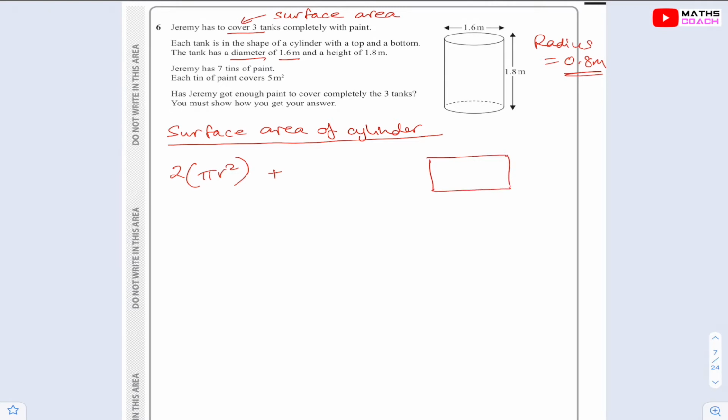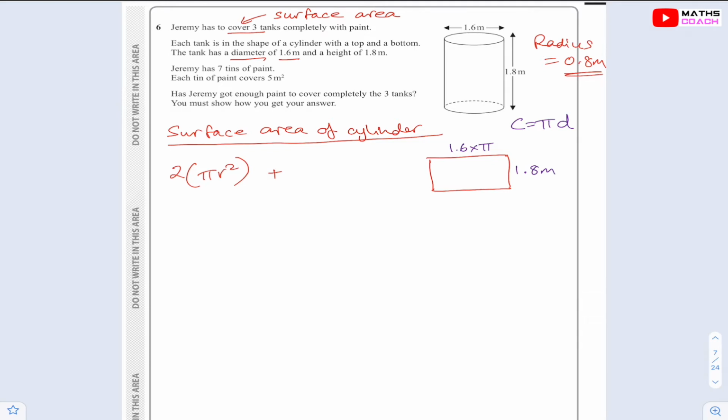Now the height of this rectangle, 1.8, will be represented right there. So let's write that down, 1.8 meters. What about this length of the rectangle? Well, this length of the rectangle would be represented by the circumference of a circle. So what is the circumference of a circle? We know that the circumference of a circle is pi times diameter. So we can write that down right now because we know the diameter. So it's going to be 1.6 times pi. And you can leave it like that if you want.